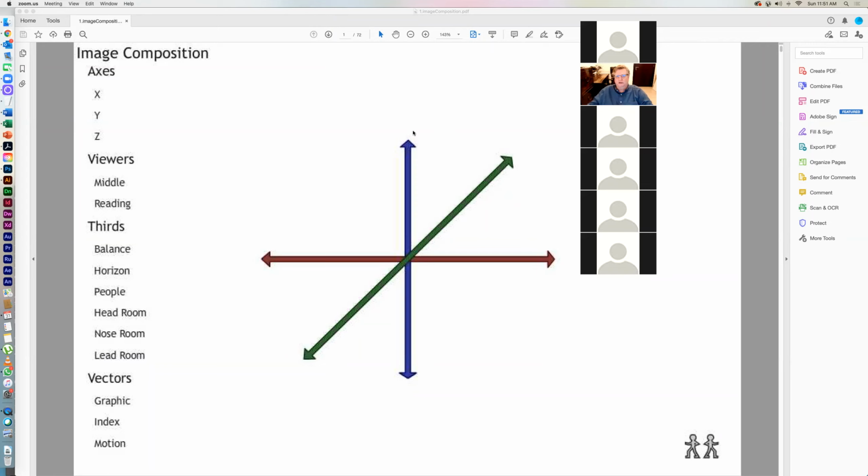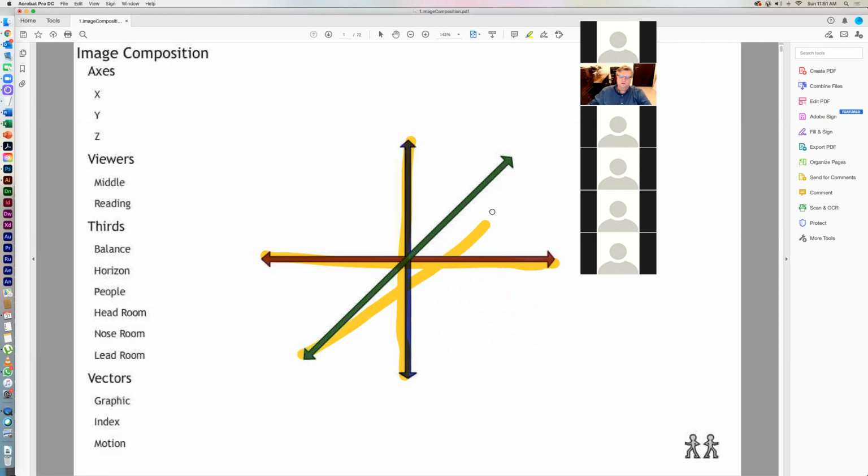When we look at image composition, I did talk about this before, so I don't have to spend a lot of time with it. We have horizontal, which is the x-axis, vertical, the y-axis, and the z-axis. With the z-axis, it's seen as a diagonal, which it can be, but it also means in and out of the frame, if you remember my big hand coming toward the camera.